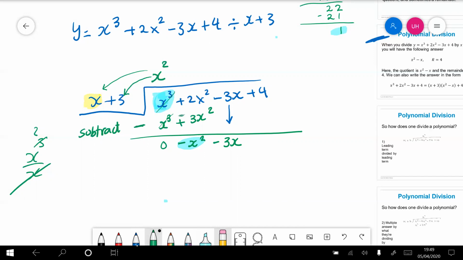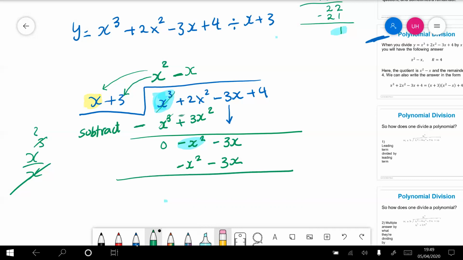So minus x squared divided by x is minus, because minus divided by plus is minus. Then x squared divided by x is x, so it's minus x here. Now we multiply minus x by the yellow x here, so minus x times x is minus x squared. Then this green minus at the top, multiplied by plus 3, is minus 3x.